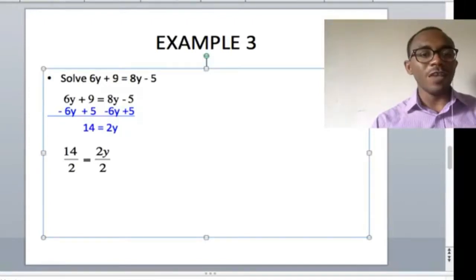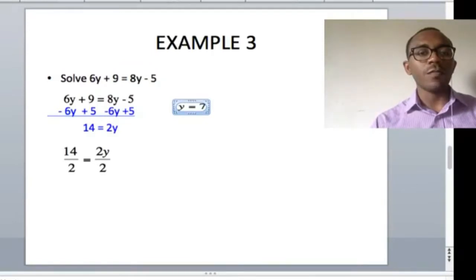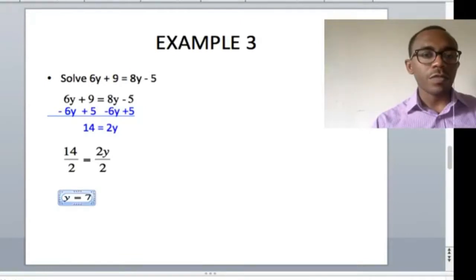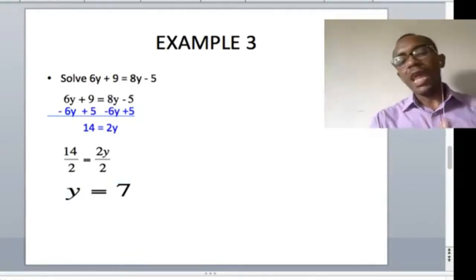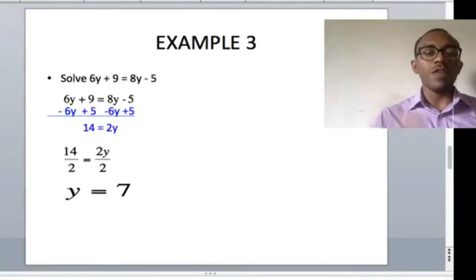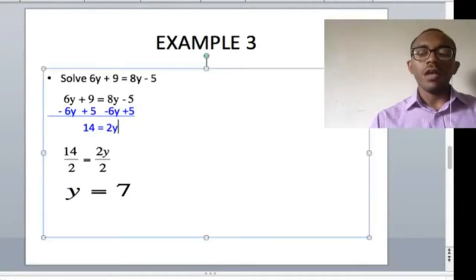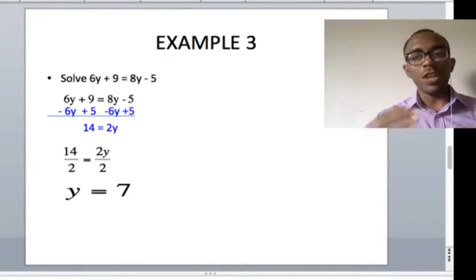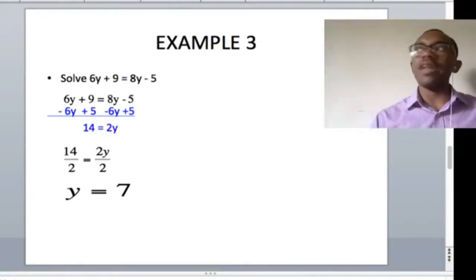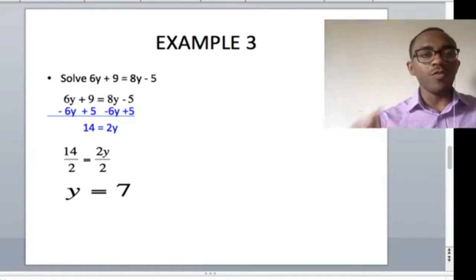Give yourself a plus if you had this as your answer. Let me make it a little bit bigger. There you go. Y equal to 7. Now, it doesn't matter which side the Y is on. If I say 7 equal to Y, it is the same as Y equal to 7. Okay? So far, I showed you 3 different examples, and the connection between these 3 examples related with the 3 simple rules.